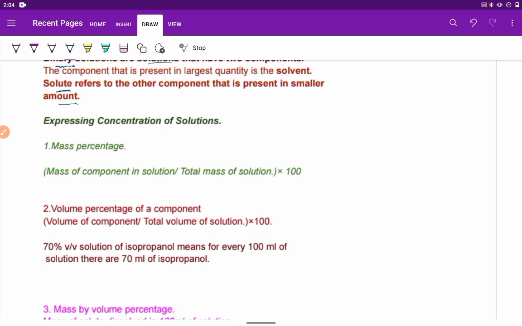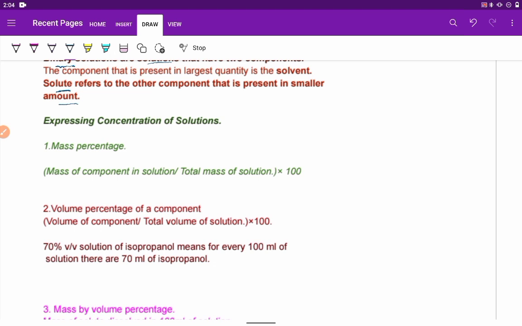For solid solutions also there are three types. Solute gas, solvent solid: solution of hydrogen in palladium. Solute liquid, solvent solid: the example is amalgam of mercury with sodium. Solute is a solid, solvent is also a solid, as in case of copper dissolved in gold. So these are the types of solutions.